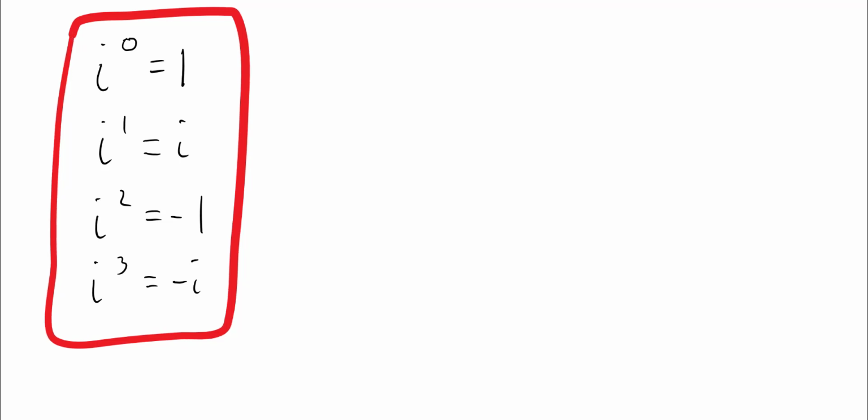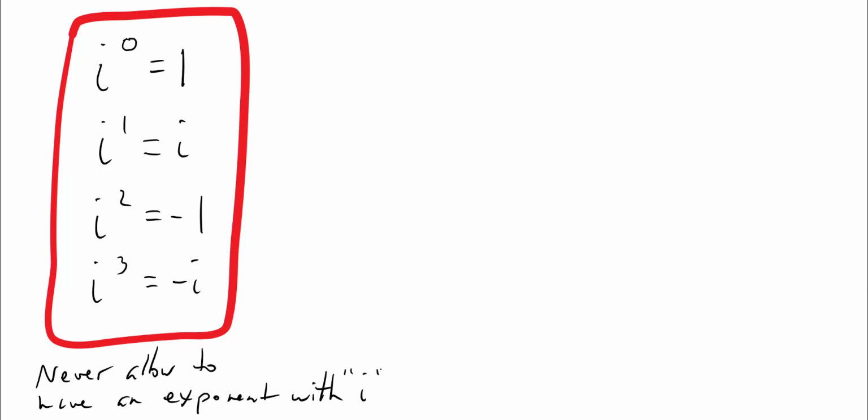Okay, so here's the next thing we're going to do. I'm going to write a little note on the bottom here. You are never allowed to have an exponent with i. So if you put a final answer of i squared, I'm going to mark it wrong and say equals -1. If you write i to the 0, I'm going to mark it wrong and say equals 1. If you write i to the third, I'm going to mark it wrong and say you have to just write -i. Okay, you'll never have an exponent.